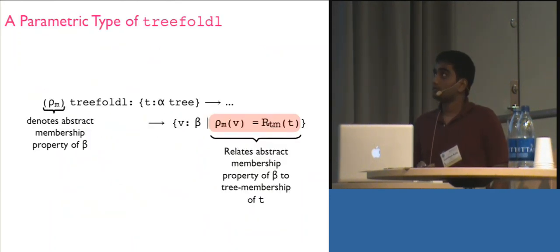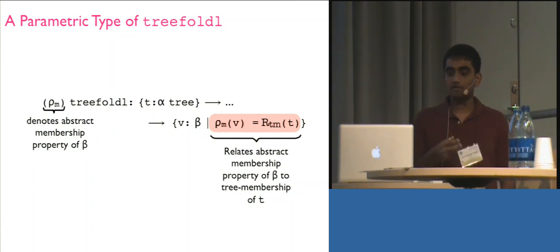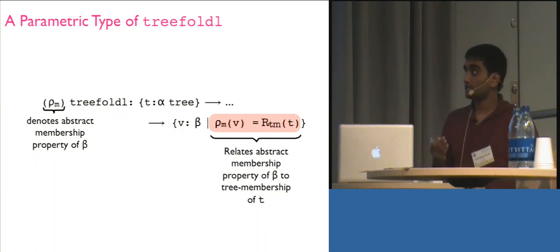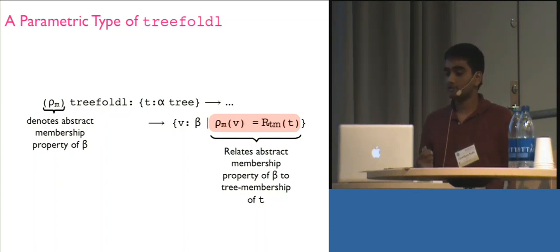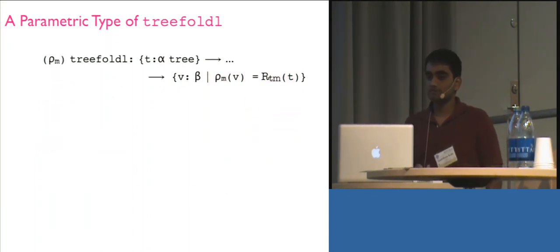So a parametric type of treefold can relate the abstract membership property of the result type beta to the concrete tree membership property of the input tree T. If we denote the abstract membership property of beta with the help of an abstract relation rho m, then the type of treefold gives us an invariant that the rho m interpretation of the shape of the result v is the same as the RTM, or the tree membership property, of the input tree T. So how is this type useful?